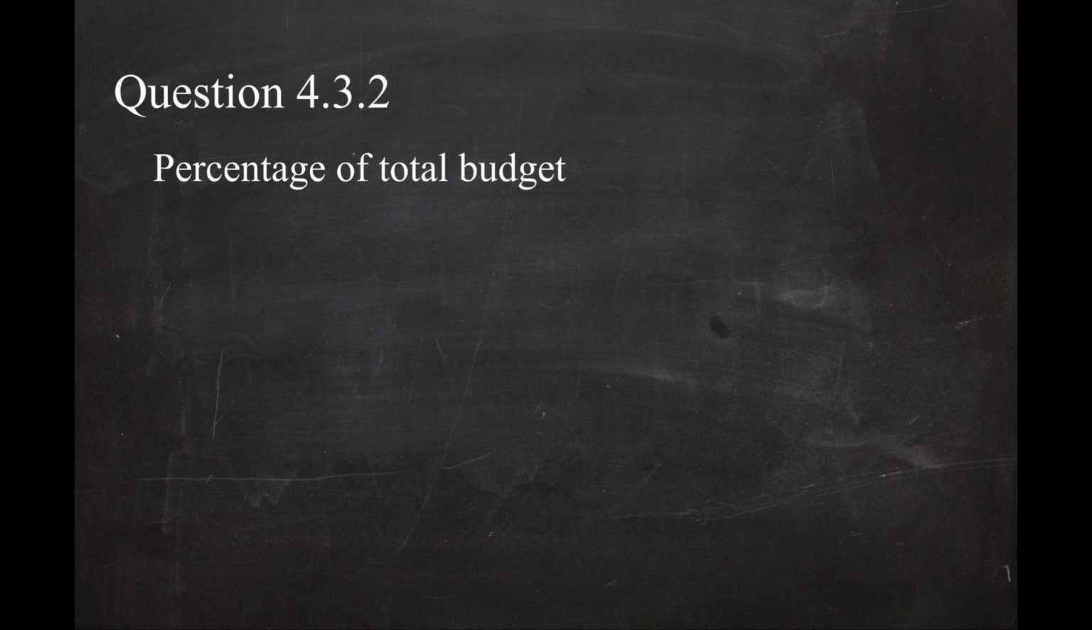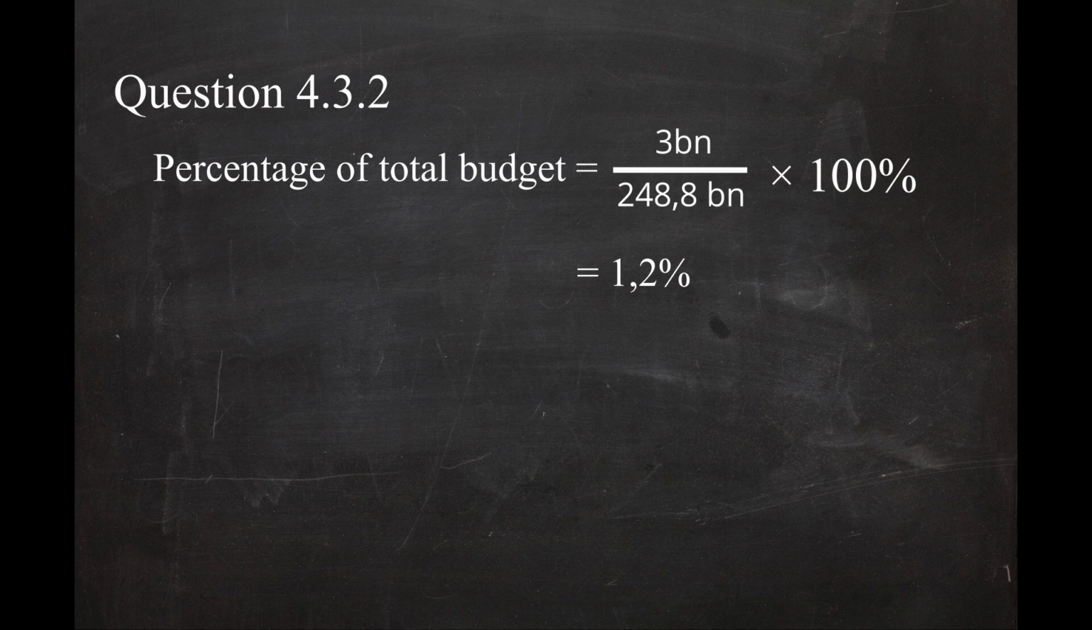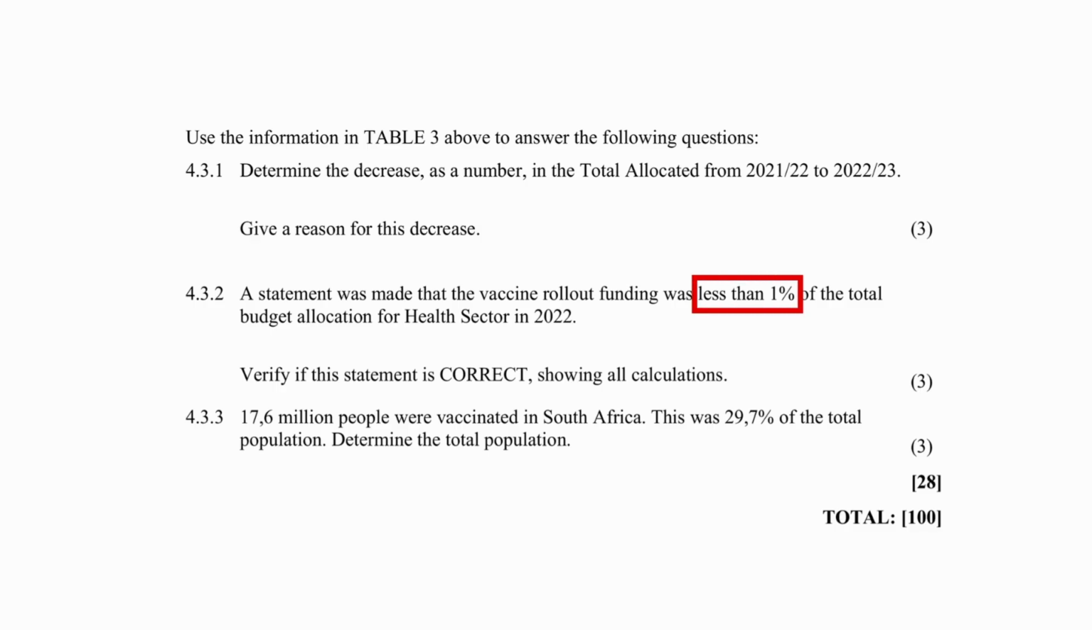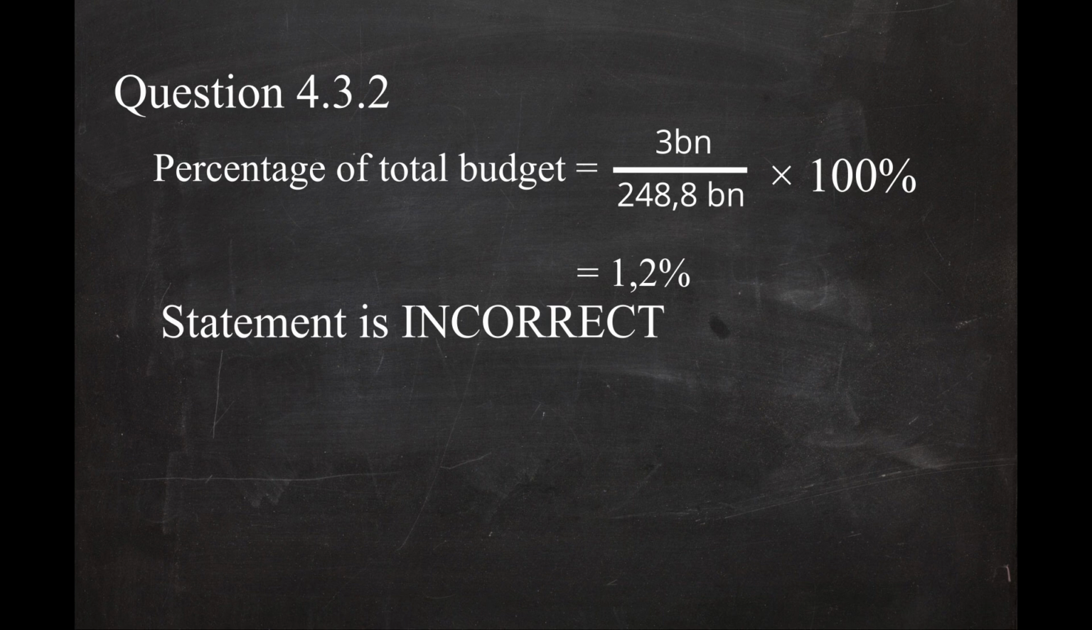This value as a percentage of the total allocation for the health sector is 3 billion Rand divided by 248.8 billion Rand multiplied by 100%, and this gives you a percentage of 1.2%. Since 1.2% is more than the stated 1%, you have to state that the statement is incorrect. Not making this statement will lose you 1 mark.